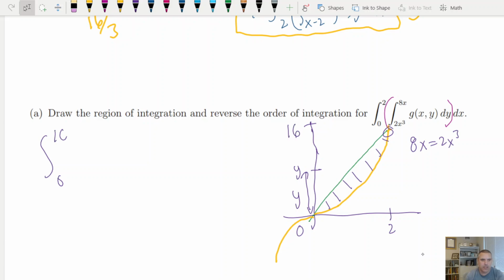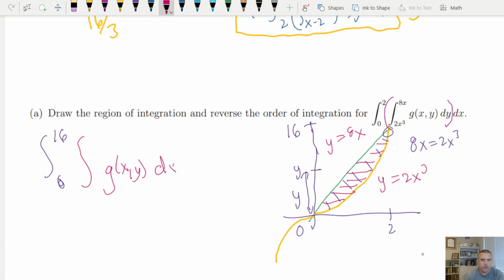So from 0 to 16, let's mow the yard this way. But I need to know when to turn the mower on and when to turn it off. I turn it on when I get to this line, y equals 8x. I turn it off when I get to this cubic. So now I need to integrate. They don't tell me what the function is. This is just a question about changing the bounds. I'm doing it in terms of y.